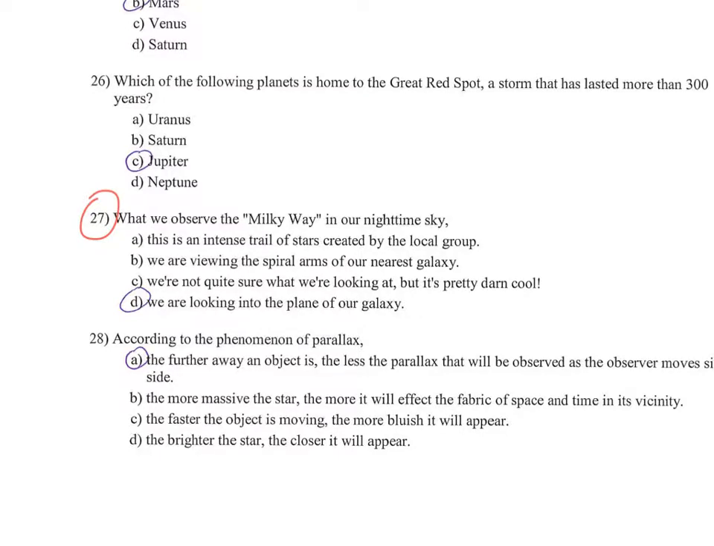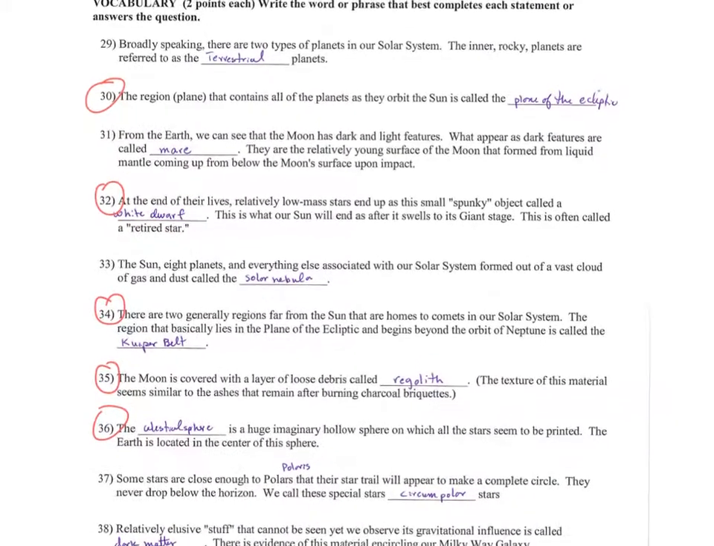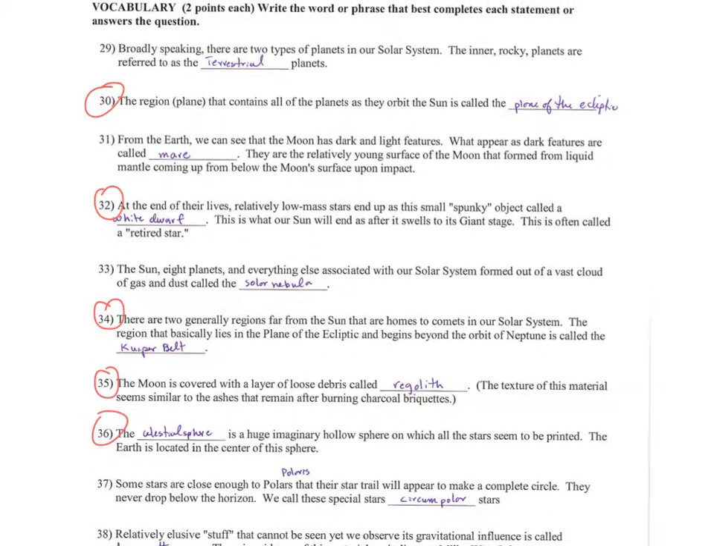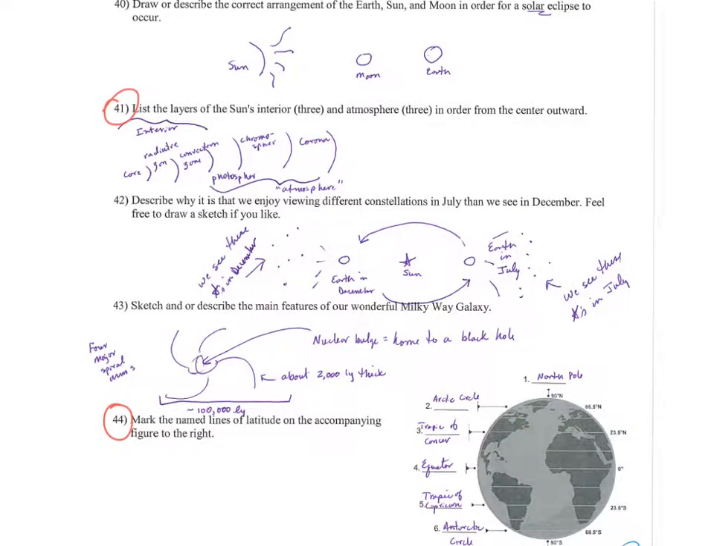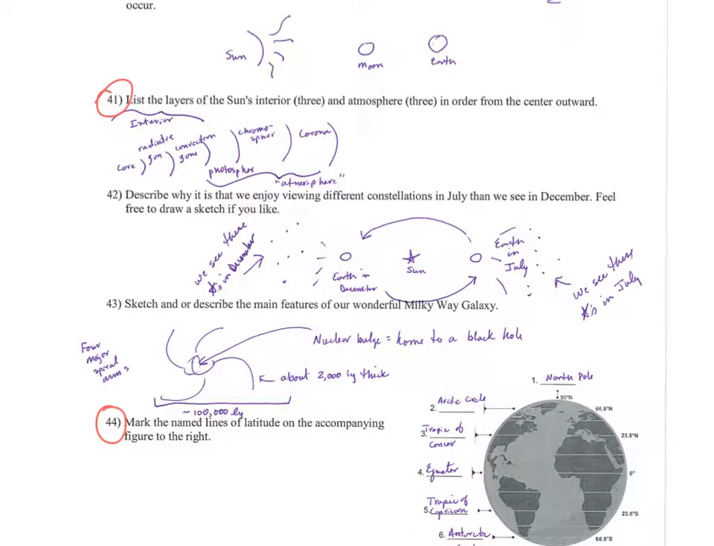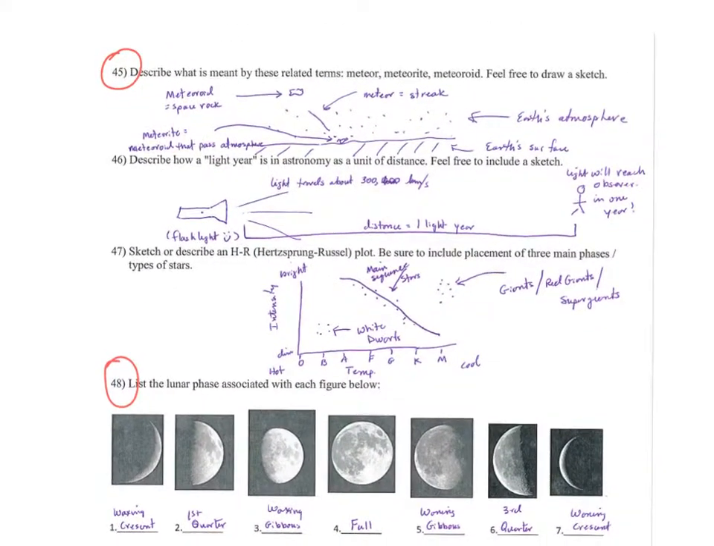All right. Then on to vocab. I've narrowed it down to these 5. I'm going to pick 3. So vocab will be 30, 32, 34, 35, or 36. And then short answer here, the 4 I narrowed it down to. Questions 41 and 44. And then questions 45 and 48.